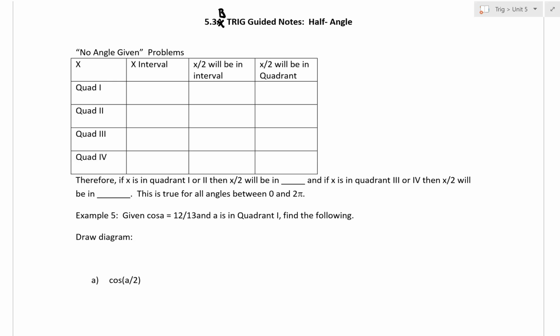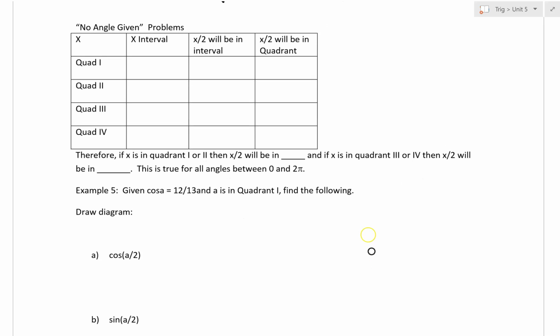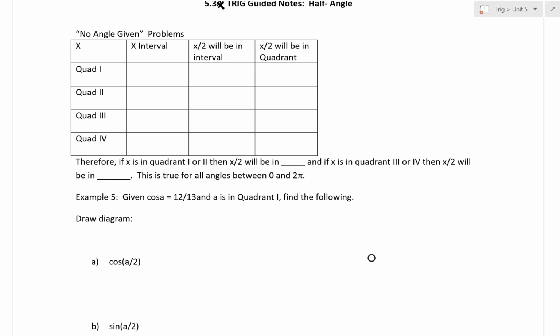All right, welcome back. This is day 2 of half angles. So we kind of break this into two pieces. It does get a little long sometimes. Today, it's really just about understanding where you are and dealing with these things when you're given a value, and how we can create our answer given that value.